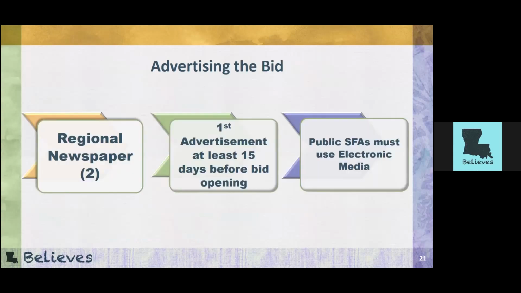Remember that the bid has to be published twice in a regional newspaper that is in your locality. Please remember that a small town newspaper is not considered a regional newspaper. The first advertisement has to be at least 15 days before the bid opening. In addition to the newspaper, public SFAs must also publish by electronic media.